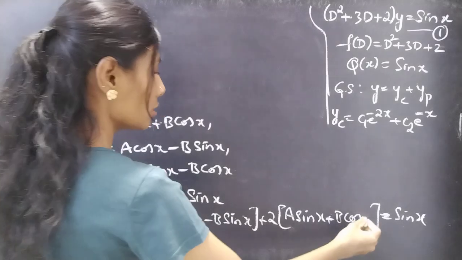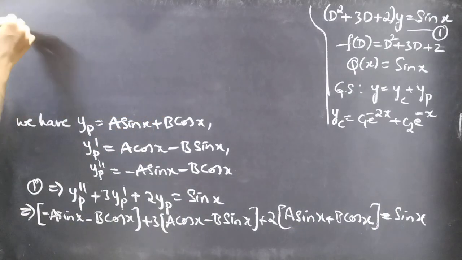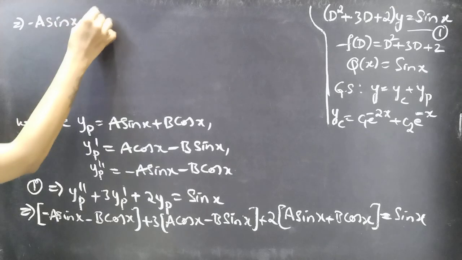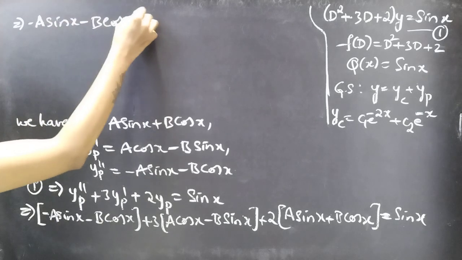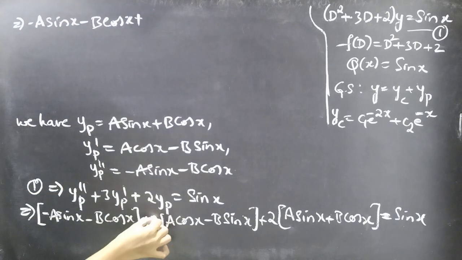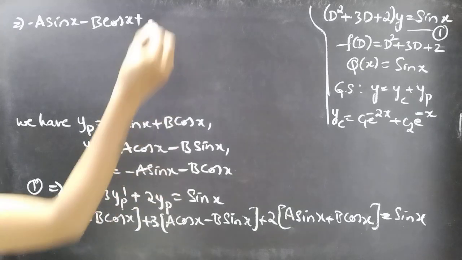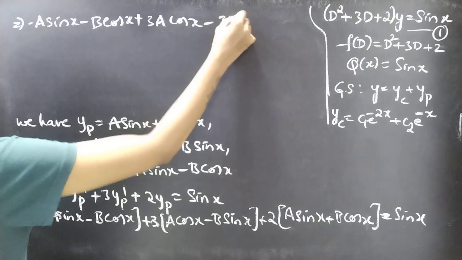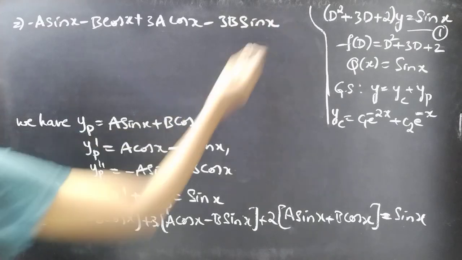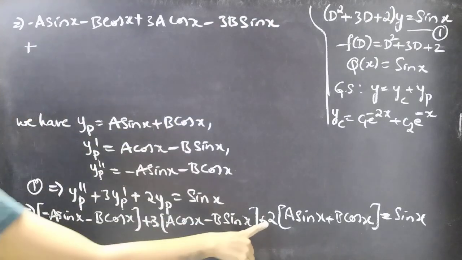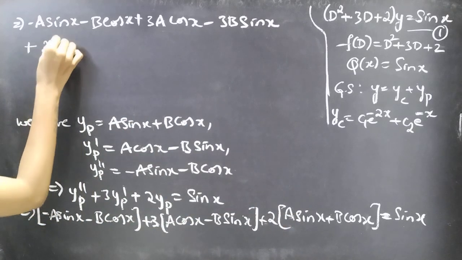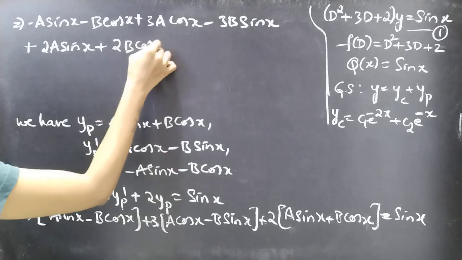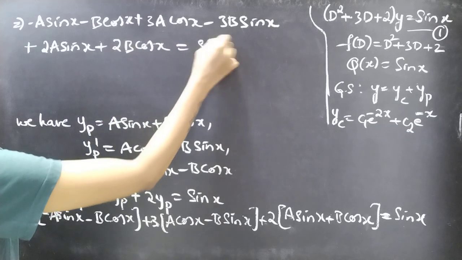Now we need to simplify it. This gives us minus a sin x minus b cos x plus 3a cos x minus 3b sin x plus 2a sin x plus 2b cos x equal to sin x, right?